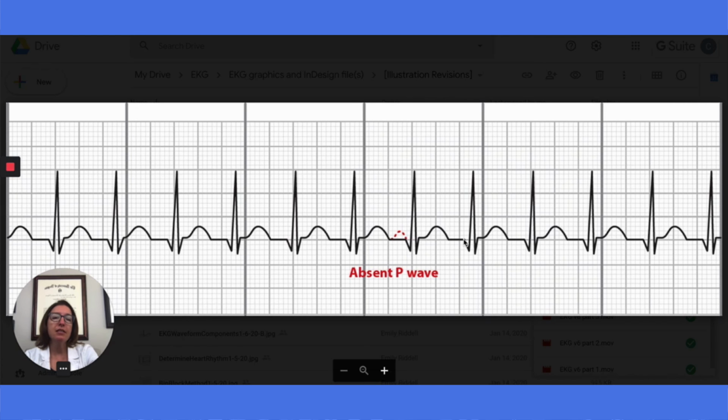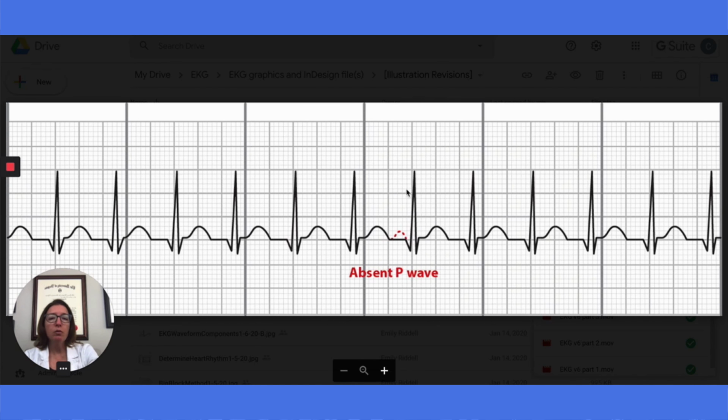So it is a junctional rhythm, but with a normal junctional rhythm, the inherent heart rate should be between 40 and 60. With accelerated, it's between 60 and 100. With junctional tachycardia, the heart rate will be over 100. So in this case, we have approximately 115 beats per minute. So that fits the bill for junctional tachycardia.